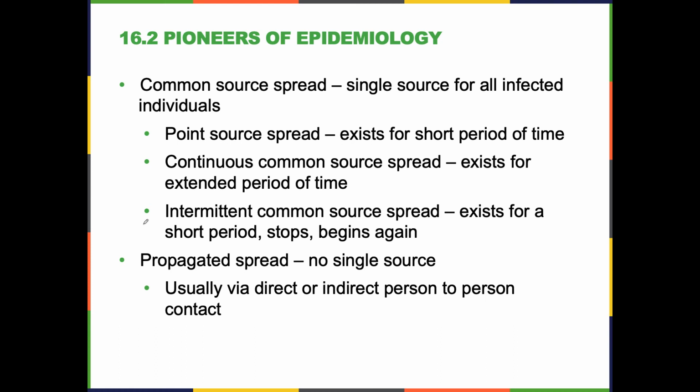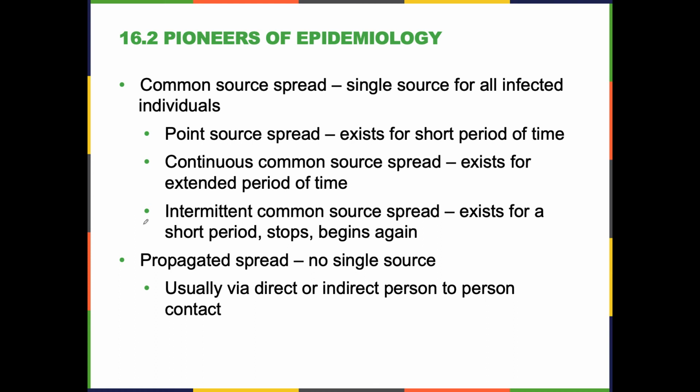So let's say we had this sewage leak, and then the sewage leak got fixed, and then all of a sudden now it's not going to be a source for spread anymore. That would be a point source. A continuous common source would be one that exists for an extended period of time. So this continual leak of sewage into this well that no one ever fixes. So this thing is continuing to be a continual source of this pathogen.